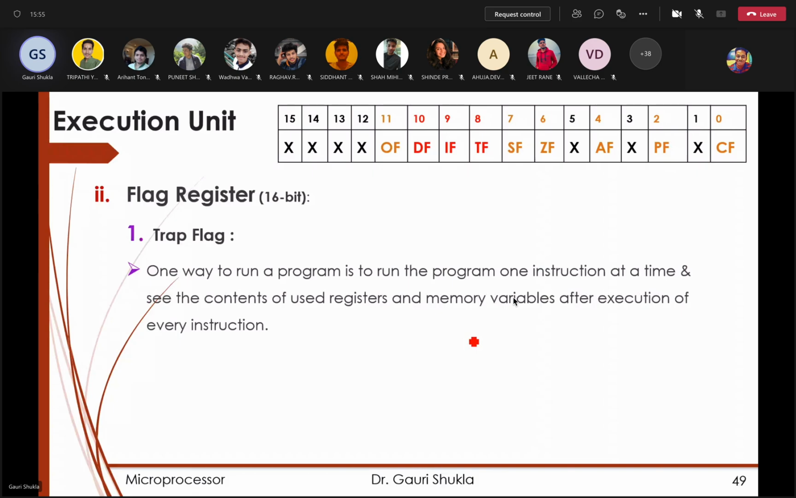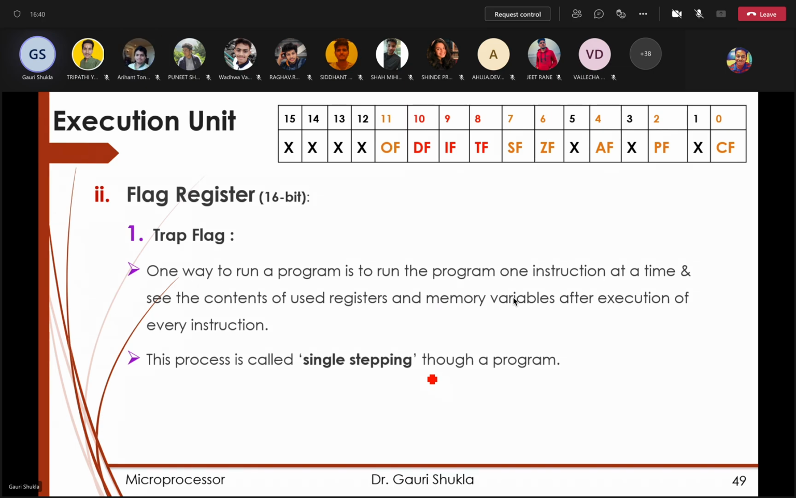Perfect. Then next is the trap flag. As the word suggests, it is one way to run the program instruction by instruction, or if you want to see the contents of the used registers and memory variables after every instruction, then this trap flag is set to 1. By default it is 0, so single stepping is not done. If you have done C programming, you may remember F7, F8; you can debug your program using that if you have ever used it, in your first year. I hope I am still audible, right?